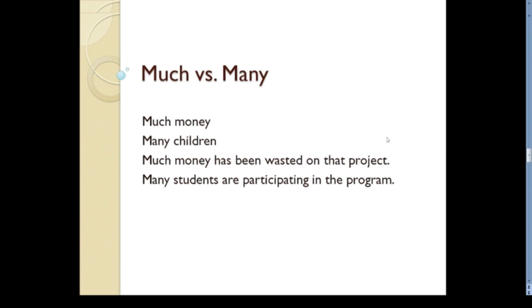Much money has been wasted on that project. You should also note that much is followed by a singular verb, whereas many is followed by a plural noun and a plural verb. Here we wrote "much money has been wasted." We used the singular verb has after much money. Many students are participating in the program. Here we used the plural verb are after many students.